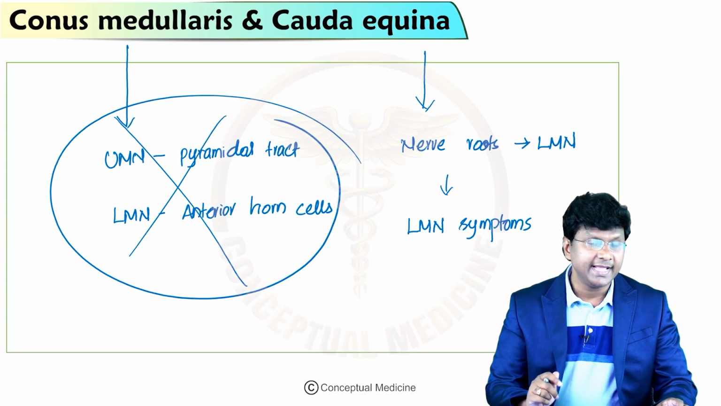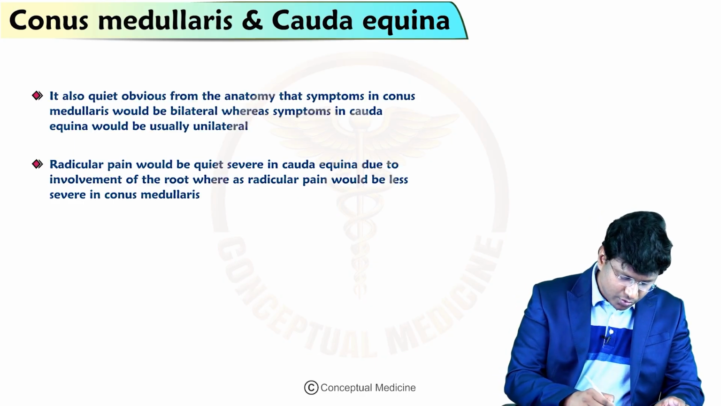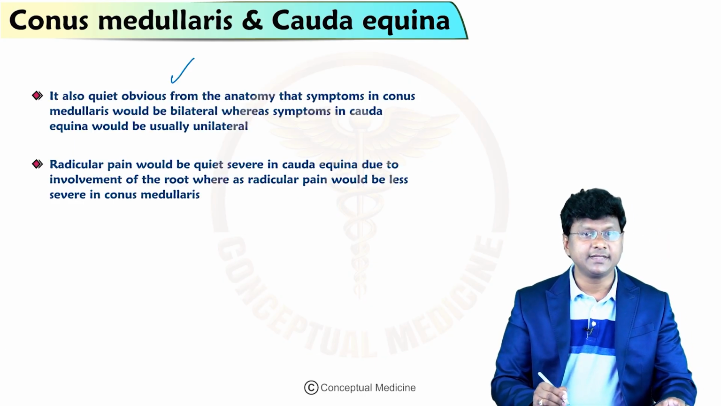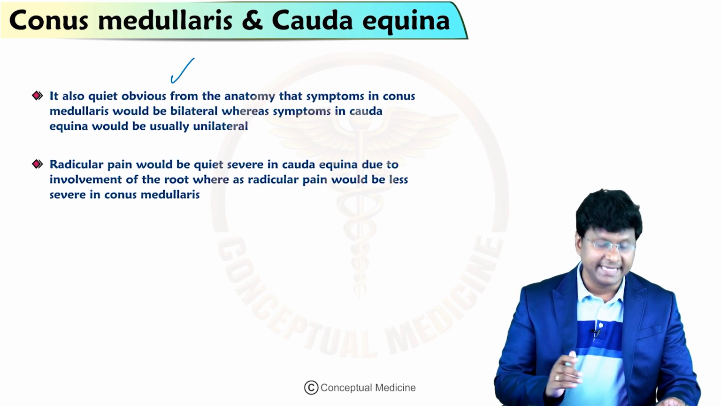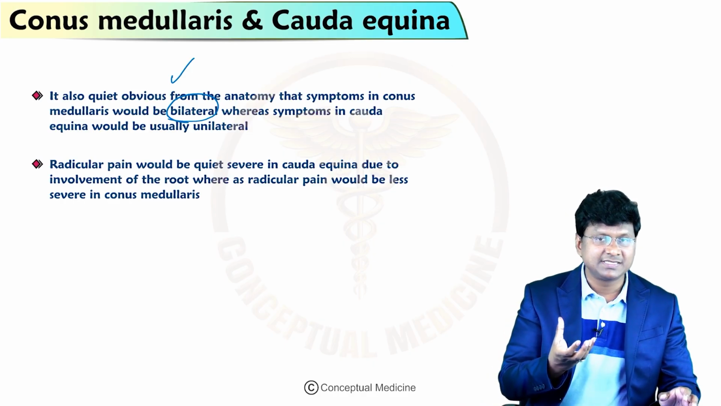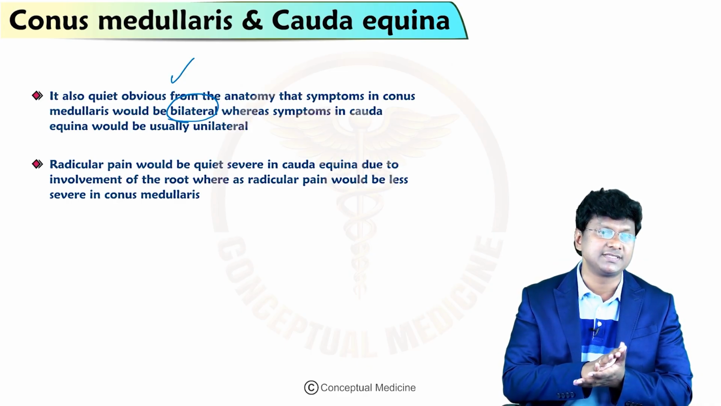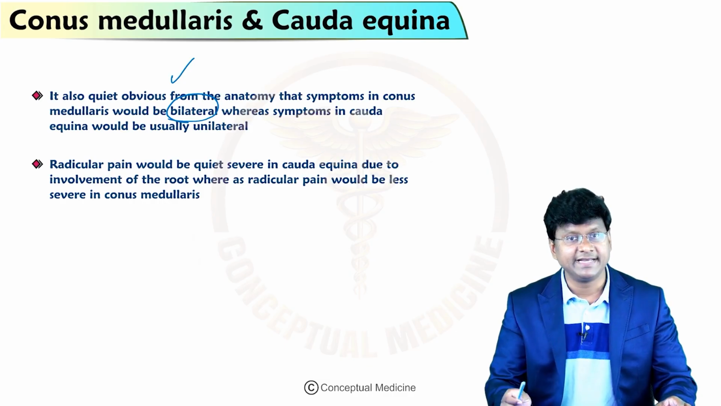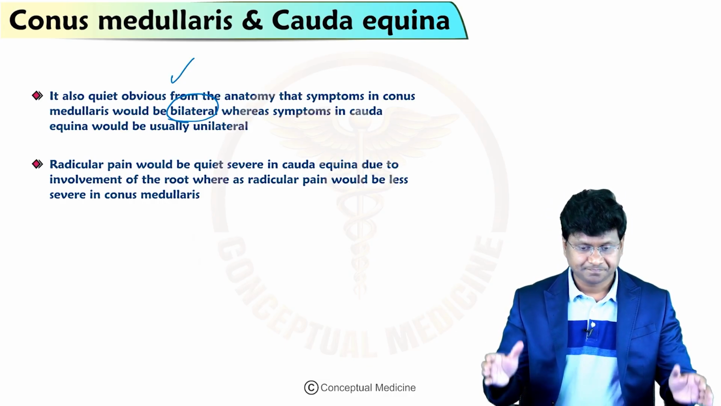Right. Now, the other important point is, it is also quite obvious from the anatomy that symptoms in case of conus medullaris would be bilateral. Why? Because your conus medullaris, it is a distal bulbous portion, contains both right and left sided structures. So whenever the conus medullaris is damaged, you will have bilateral symptoms. Whereas cauda equina is a bunch of the nerves, right?